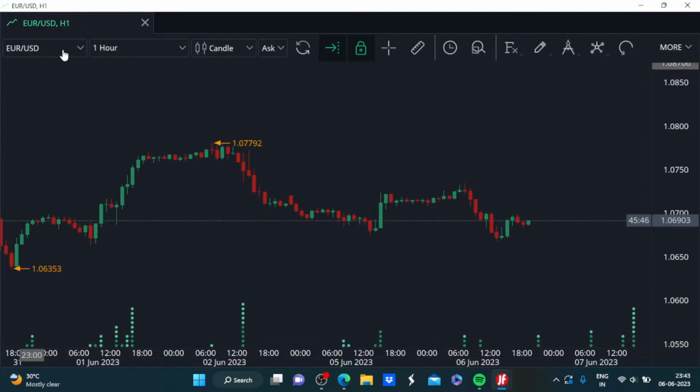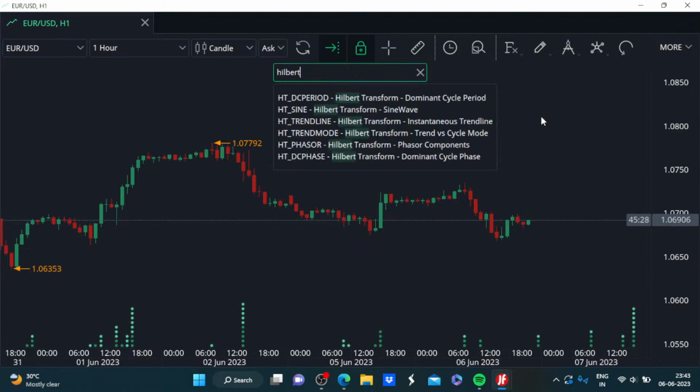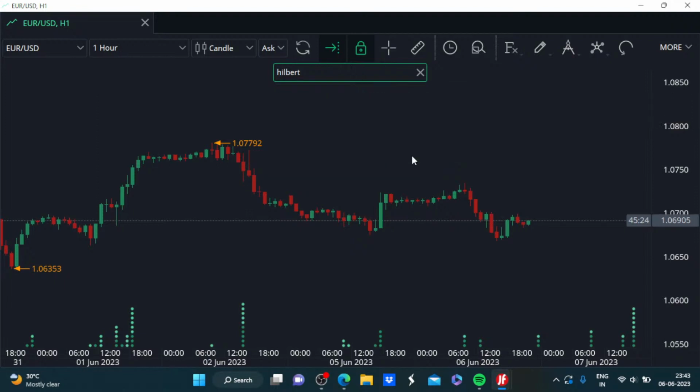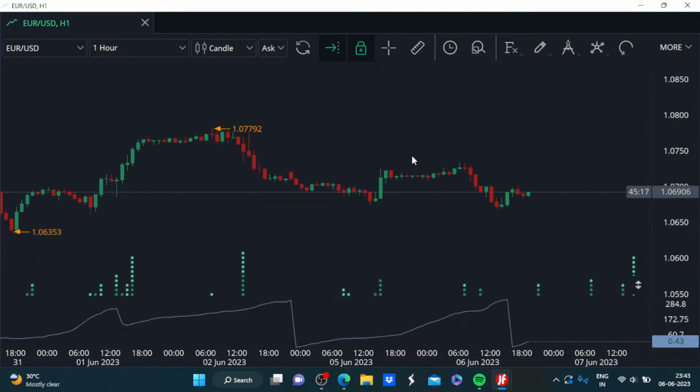Here is the chart of the EUR/USD with the time frame predefined at hourly. Now I am going to add this indicator with a quick search: Hilbert. So we have these Hilbert transform series of indicators, where it's the turn of the dominant cycle phase. Alright, here it comes.